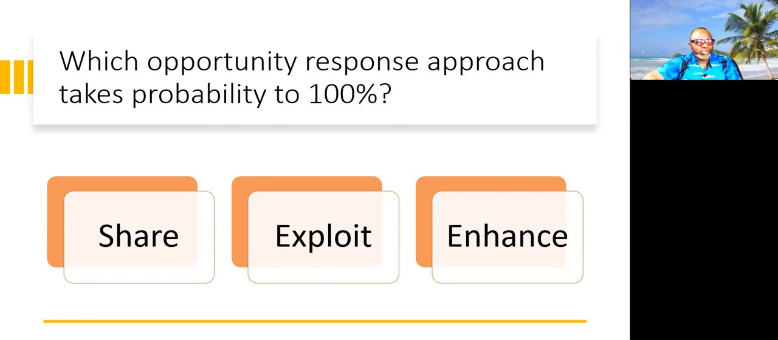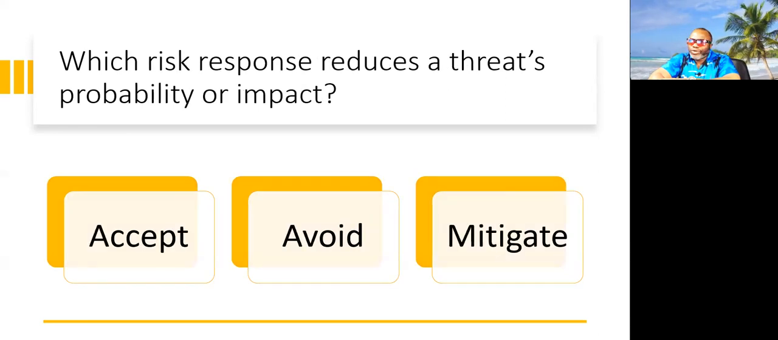All right, 3, 2, and 1. The answer to this, my friends, is not share, and it's not enhance. The best answer, exploit. Exploit is the opportunity response approach that takes probability to 100%, and make sure that that opportunity absolutely does happen. The answer is exploit. All right, let's move on to your next one. Next question. Which risk response reduces a threat's probability or impact?